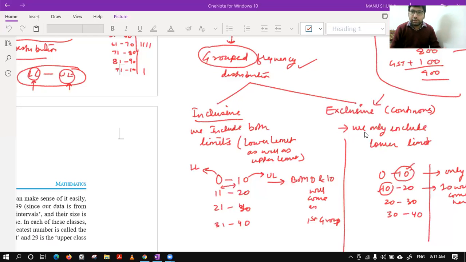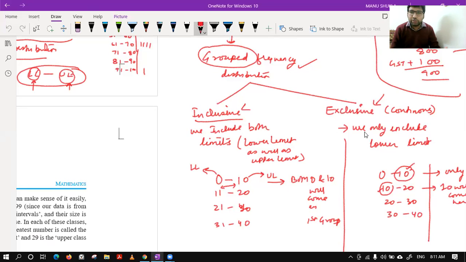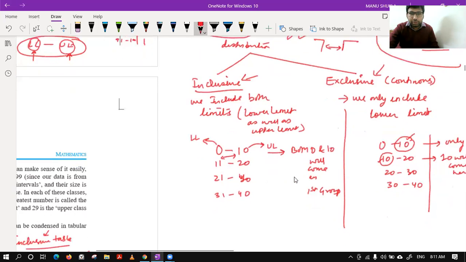Yesterday we have learned, if in the question we are given inclusive data and we want to make it continuous or exclusive, we have to see the gap. Whatever the gap is, we have to halve the gap, and half we have to subtract from the lower limits, and half we have to add to the upper limits, so that they become continuous. So I hope that part is clear.